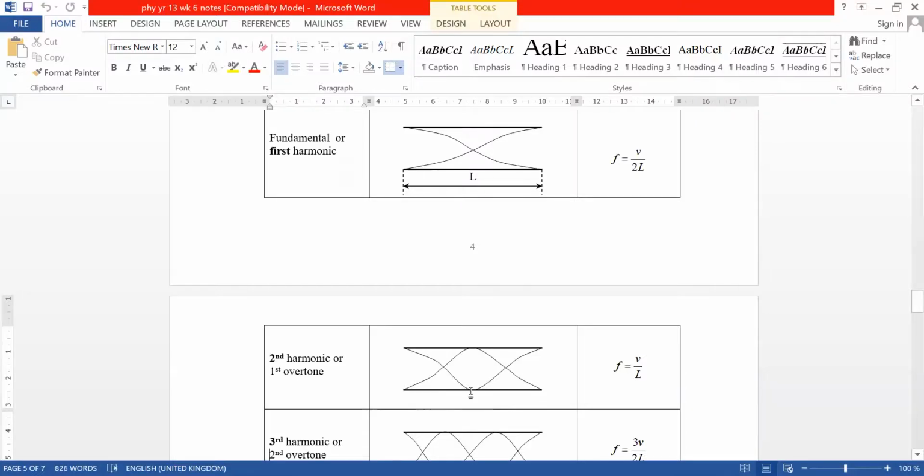Starting from there, that's half of the wavelength, and that's a full wavelength. So L, the length of the pipe, will represent the wavelength. Therefore, V equals F times L, so F equals V over L.